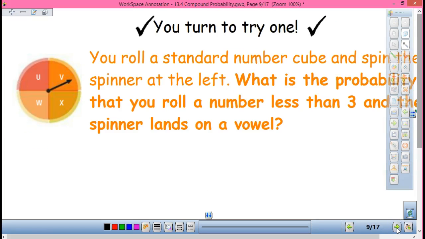Alright, so then, standard cube. What do I mean by standard cube? Just a dice, yeah, 1 through 6. Okay, and spin the spinner at the left. What's the probability that you roll a number less than 3?